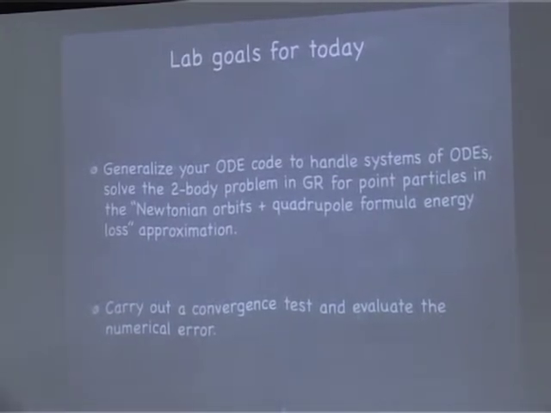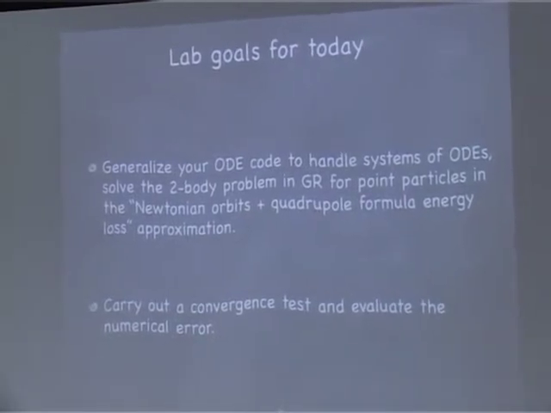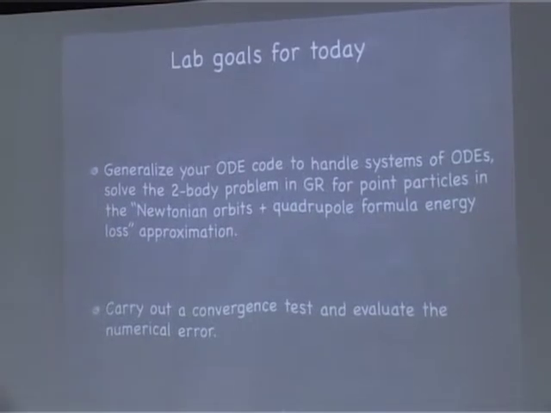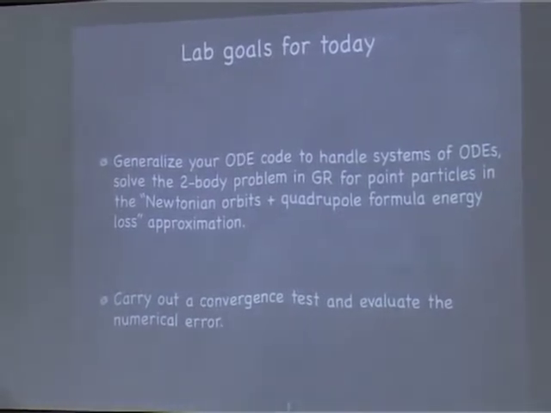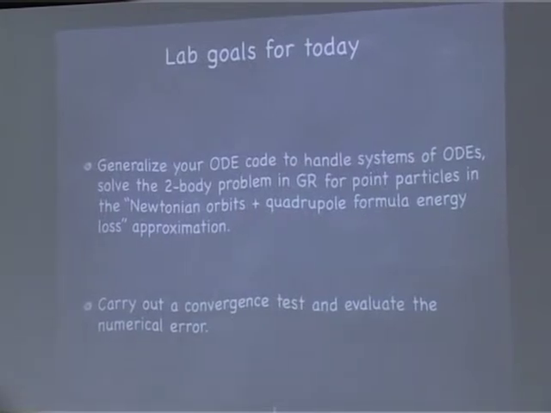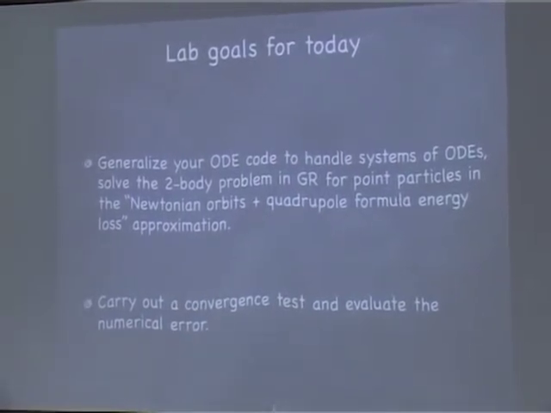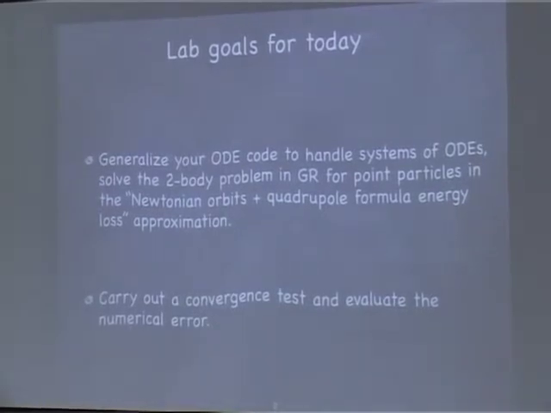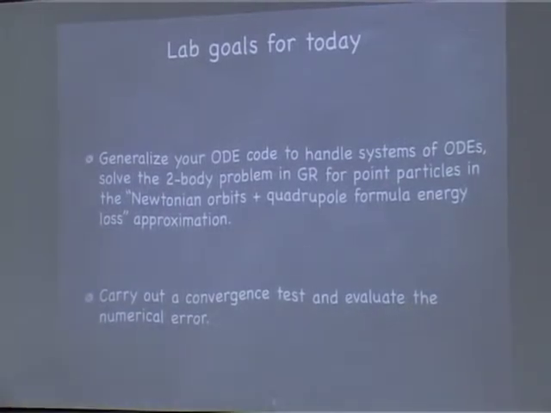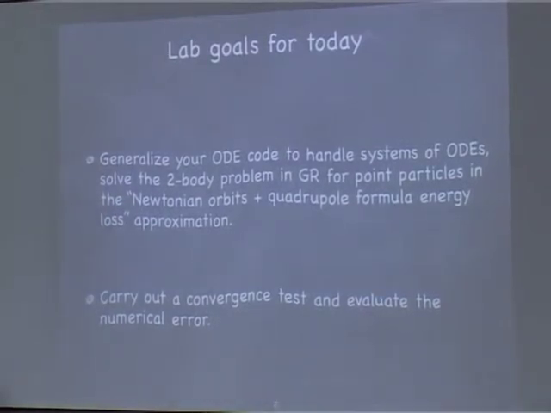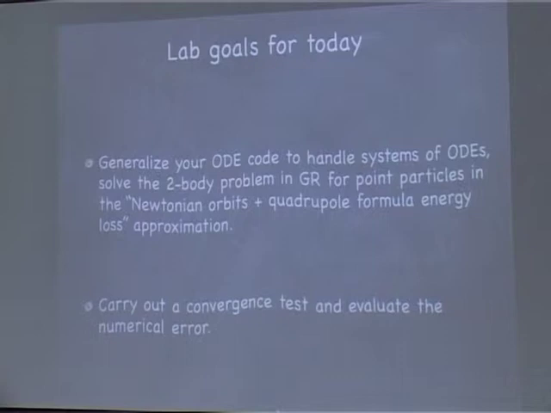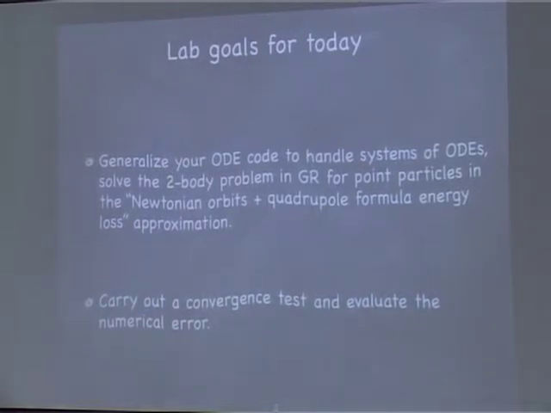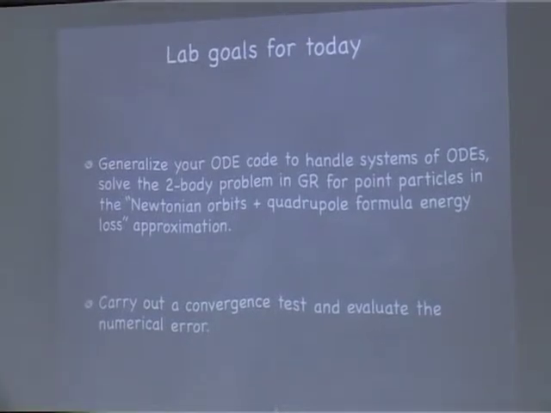Therefore in the lab, again, we will focus on ordinary differential equations, and we just continue what we did yesterday, what I already mentioned. The focus of today is to generalize your ordinary differential equations code to handle systems of ODEs, and then solve the two-body problem in GR for point particles in this approximation where I wrote down the equations yesterday. So basically taking Newtonian orbits with an energy loss, which is given by this first order expression, the so-called quadrupole formula, which you can find in textbooks, and which I had on the slides yesterday. We'll have a handout at the beginning of the session which has the equations again. Just do the same thing you did yesterday: carry out the convergence test, evaluate the numerical error, make some plots, try to understand what's going on in the system.